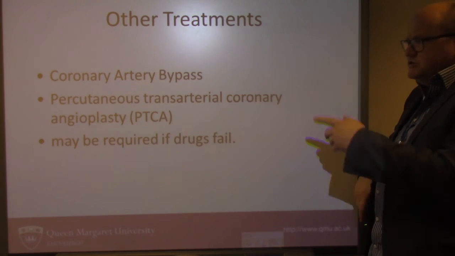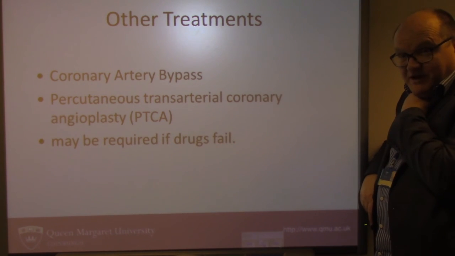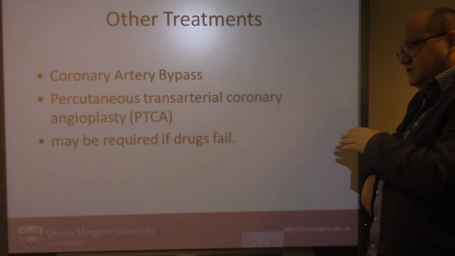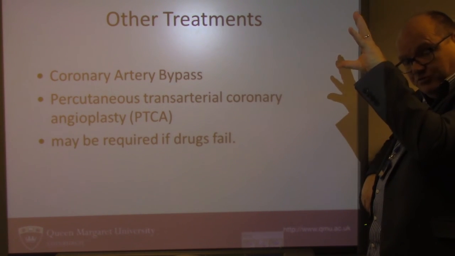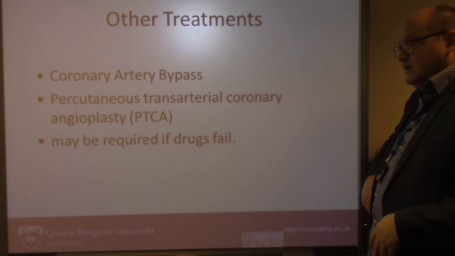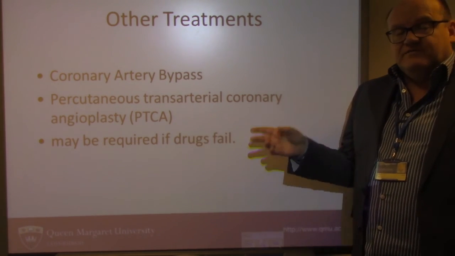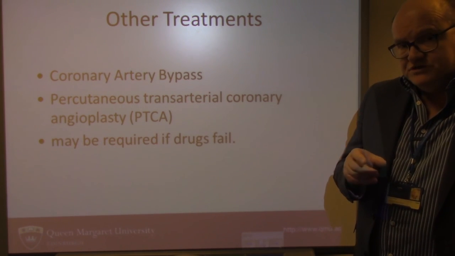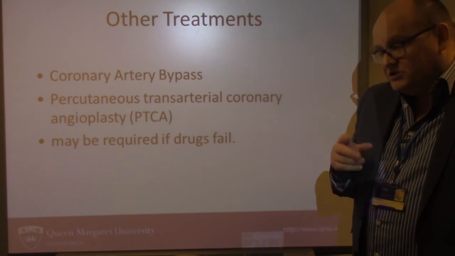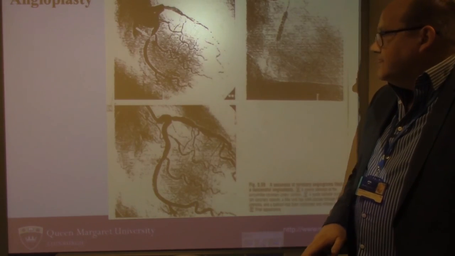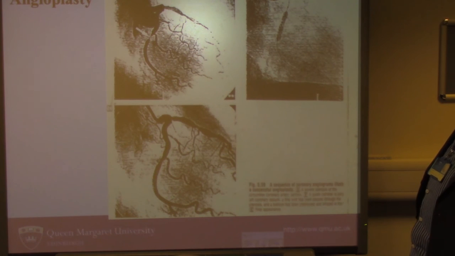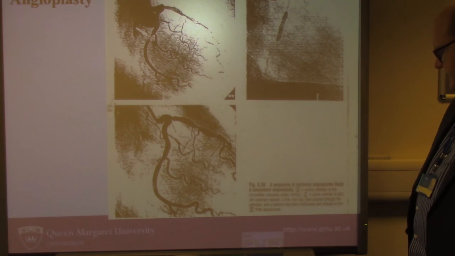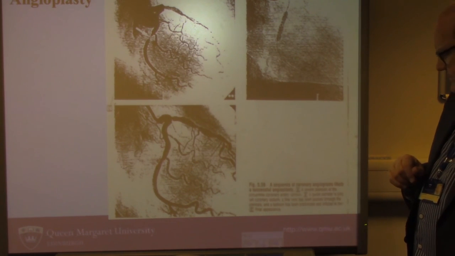Other things that you can have, more surgical things, you can have a coronary artery bypass to go around the damaged vessel. You can have transarterial coronary angioplasty, where you blow the thing open with a balloon to get the flow improved. These things would probably be used if an individual patient was found to be unresponsive to the pharmacological manipulations that we've already spoken about. And that's just some little diagrams showing you the angioplasty. They're not particularly clear for you, but it's to show you what's actually done, and you can just take a little bit of time to look at those yourself.